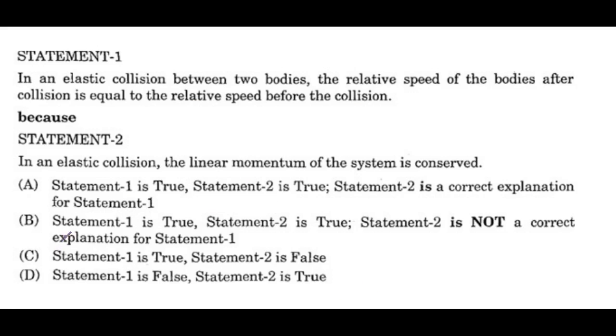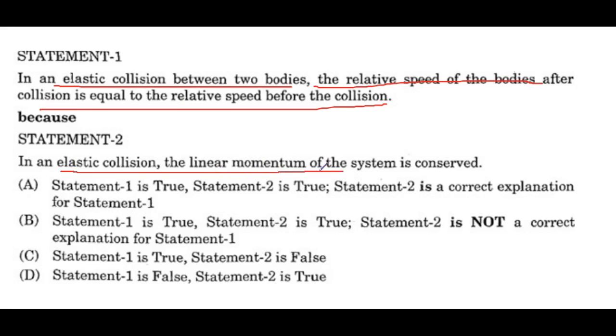Alright, so let's take up another question. In this question, the first statement says, in an elastic collision between two bodies, the relative speed of the bodies after collision is equal to the relative speed before collision. And in the second statement, in an elastic collision, linear momentum is conserved. Obviously, the second statement is correct. Everyone knows in an elastic collision linear momentum is conserved. The only difference is that in an inelastic collision, kinetic energy is not conserved. In an elastic collision, kinetic energy will be conserved. So we have to see whether the first statement is correct or not.